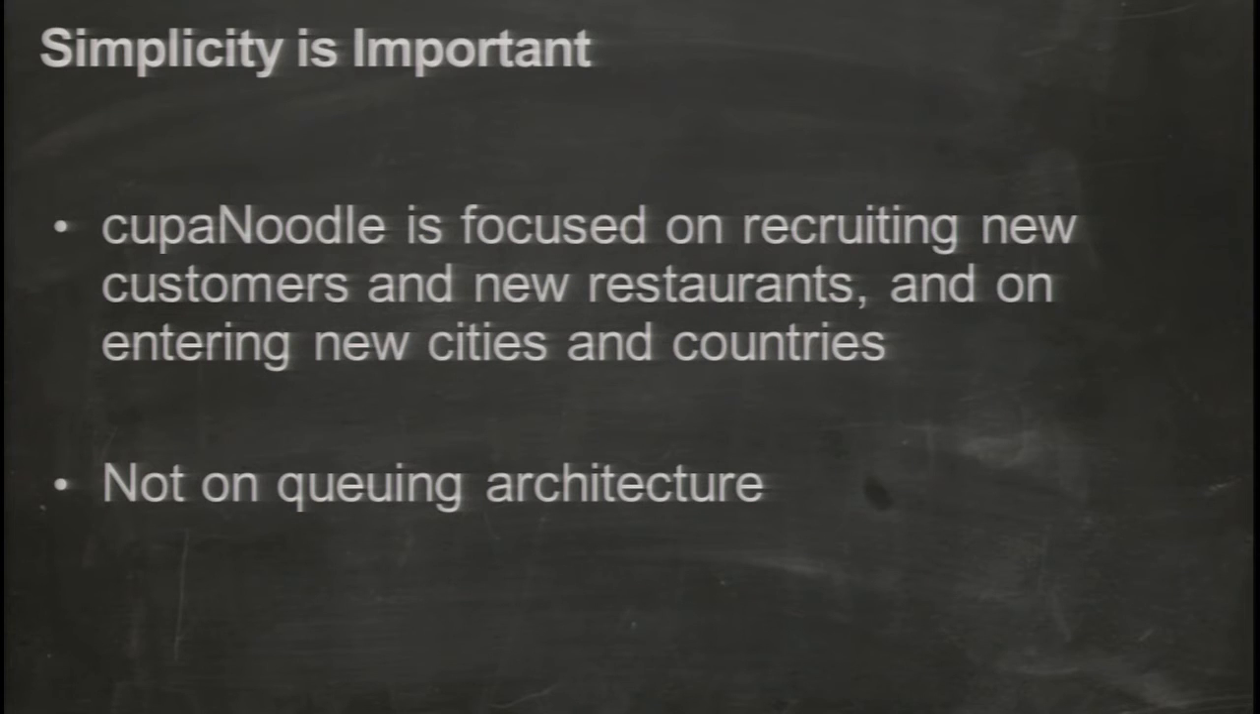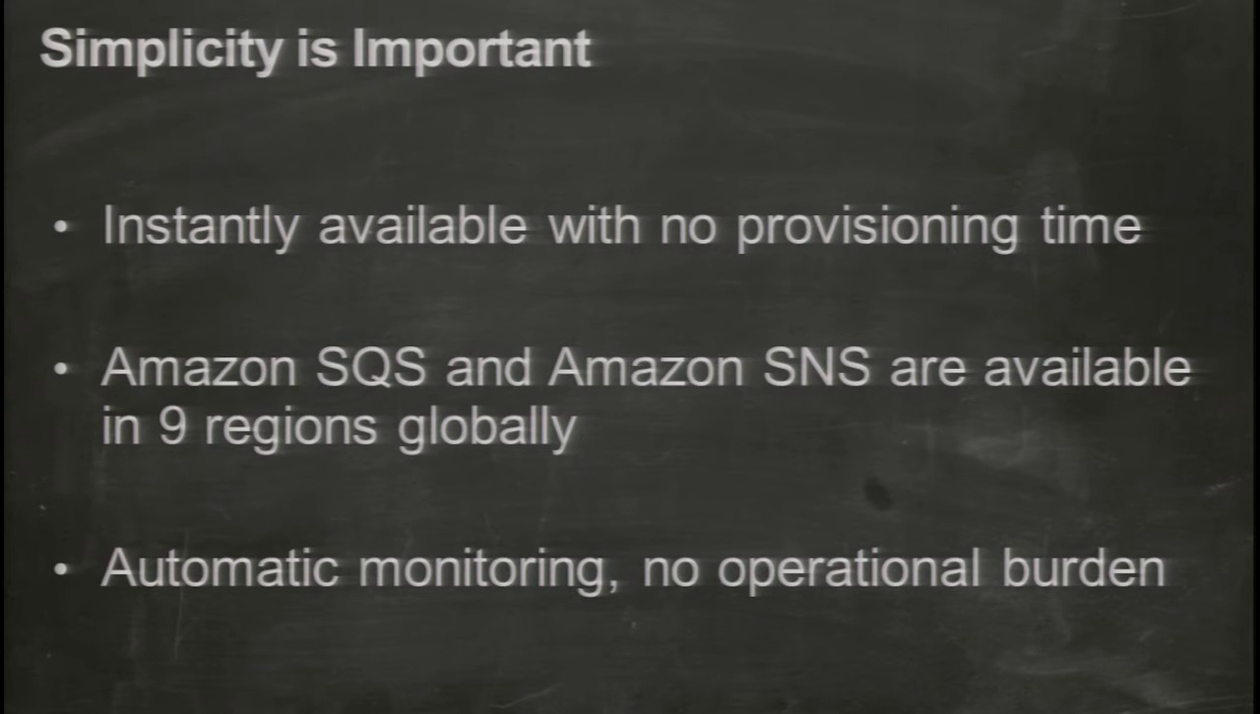Finally, we'll talk about simplicity, because Cup and Noodle is great at lots of things. They're great at understanding what are the best restaurants in town, how to get new ones, how to get new customers excited about it, how to enter new cities. What they don't spend a lot of time thinking about is how to process high volumes of messages in high backlogs. And so we worked really hard to ensure that you can use SQS and SNS simply. They are instantly available with no provisioning time, and we're going to do a demo that shows that. You can access them in every region of AWS, 9 globally, and they connect automatically to CloudWatch. So you can watch what's happening, and you can build them into your broader applications.